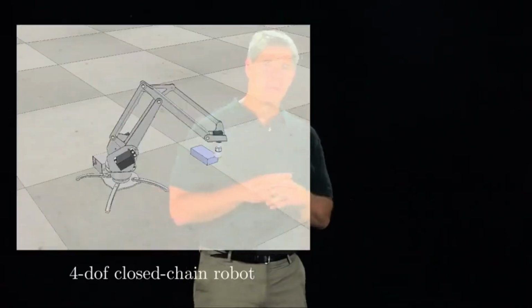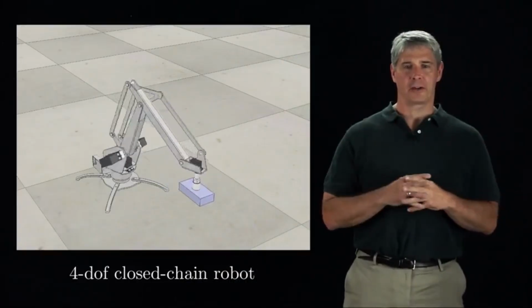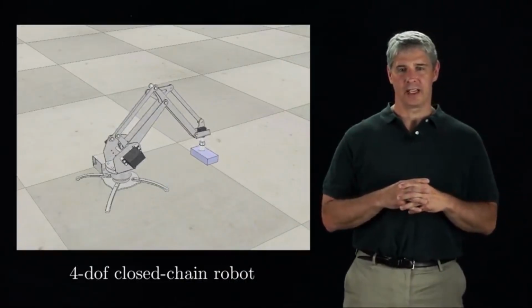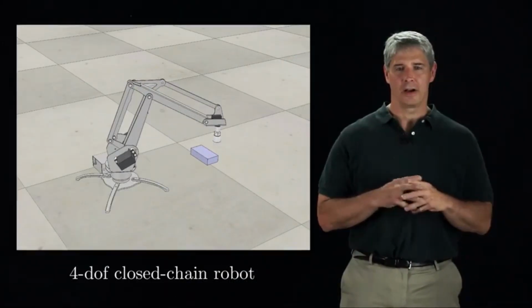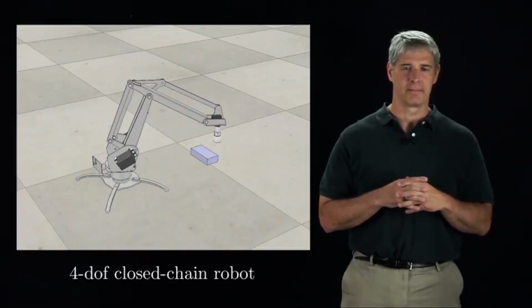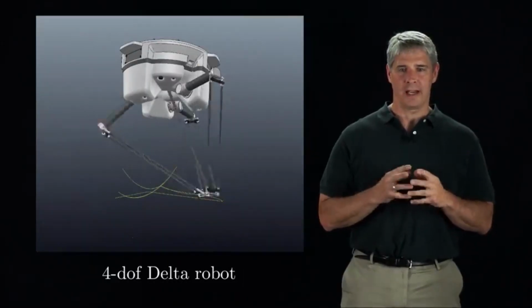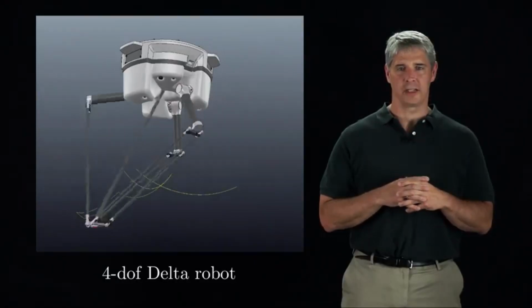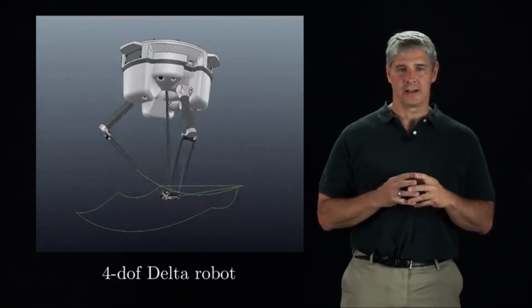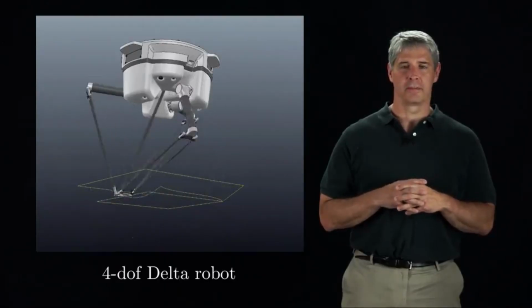Let's start by looking at some examples. The first example is a 4-degree of freedom robot arm. The end effector moves in X, Y, and Z, and it rotates about a vertical axis. Although it looks similar to an open-chain robot, it is a closed chain due to the parallelogram type linkage. The next example is a 4-degree of freedom delta robot. The end effector moves in X, Y, and Z, and it rotates about a vertical axis. There are also 3-degree of freedom delta robots that eliminate the rotational motion.